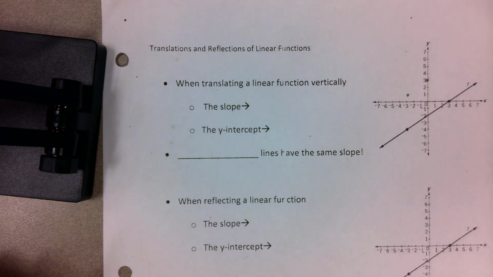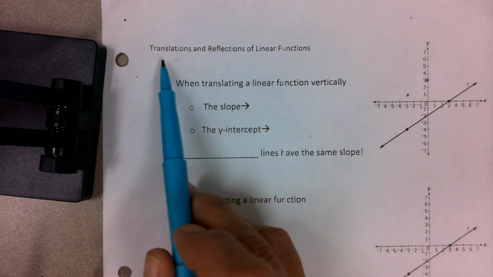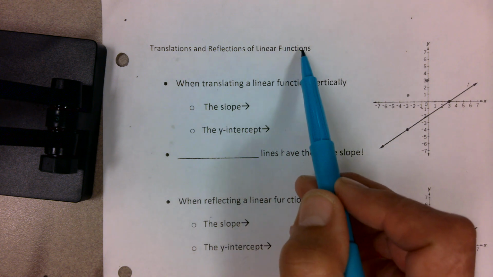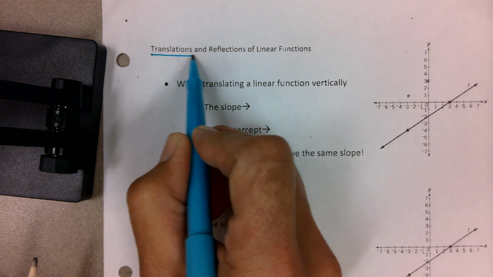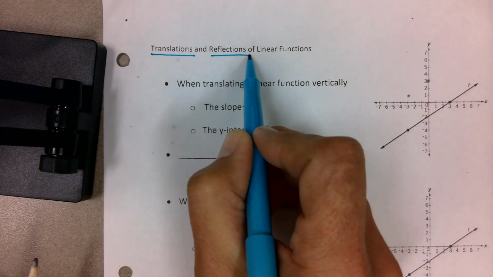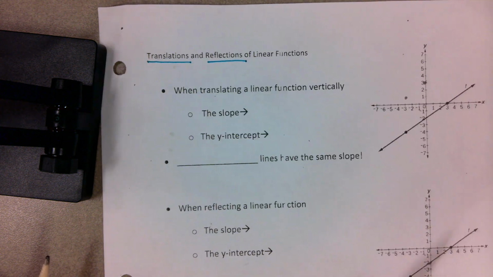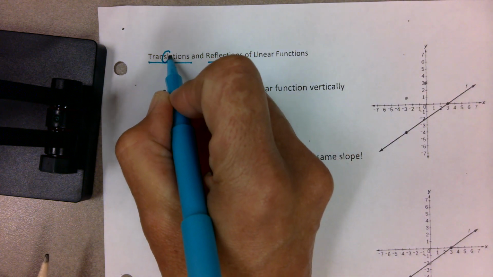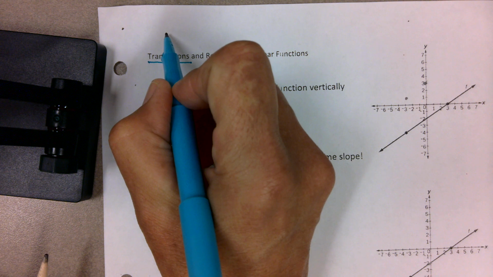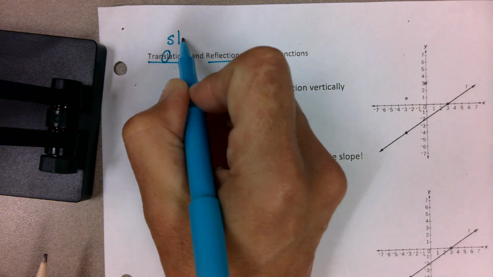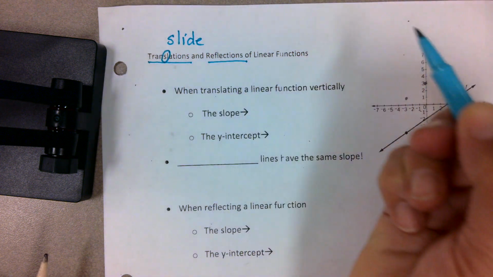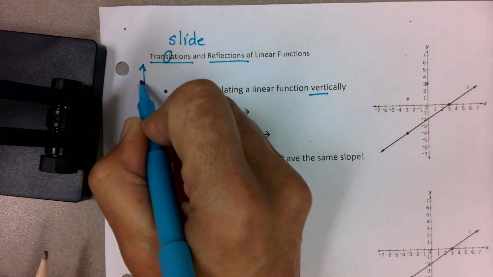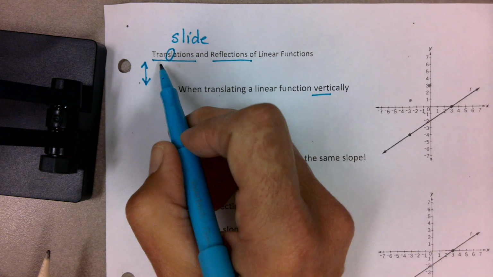Okay, so this is a review of when we talked about translations and reflections of linear functions. We talked about this word translation and the word reflection. When we talk about translation, I like to look at this SL in here. When we translate, we do something called a slide, vertically, so up and down, or a shift. You can call it a shift also.